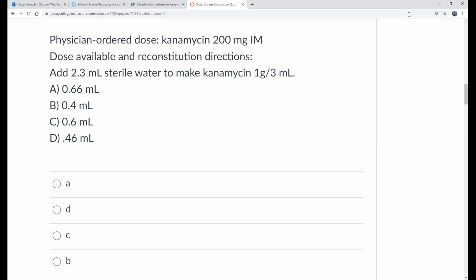You're welcome. All right, here's another reconstitution. Let's see if we can do it. So remember, what do you need here? It's a simple desired over have, right?